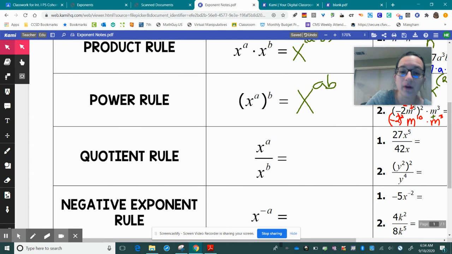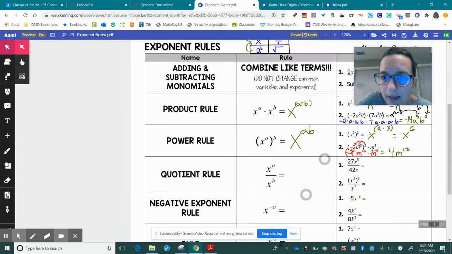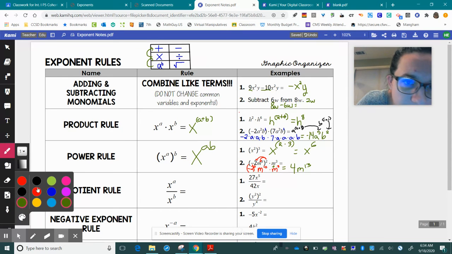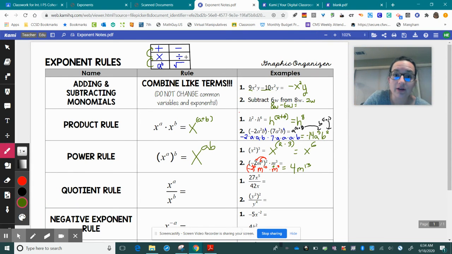Now, we have our quotient rule when we deal with division. Okay, back up. If we are dealing with division, remember our little helpful hint up here. If we are dividing in our bases, what are we going to do in our exponents?